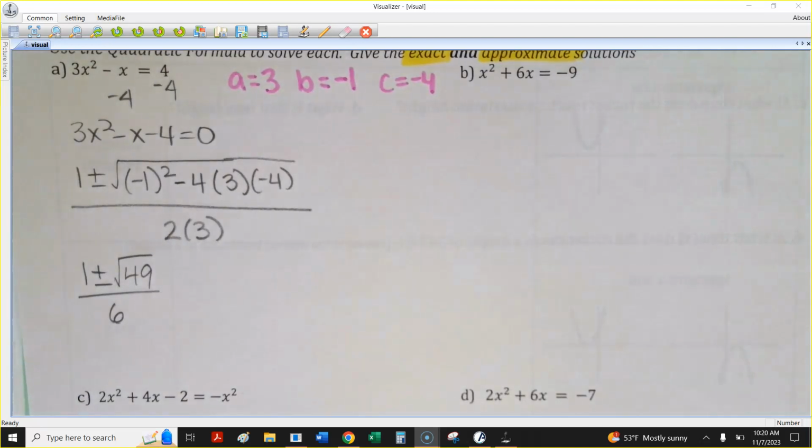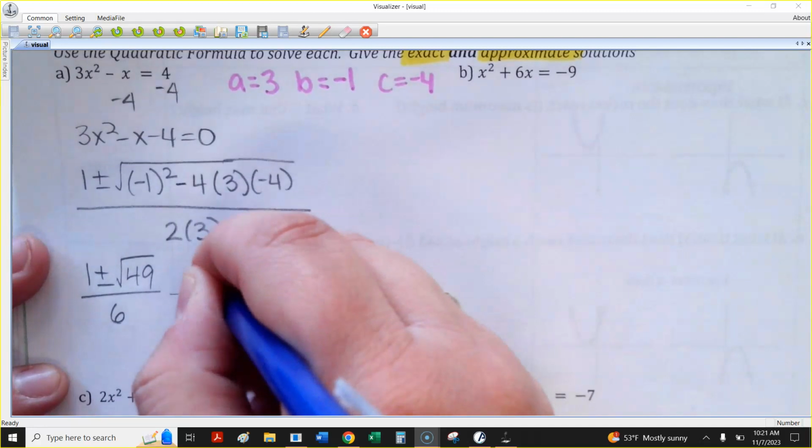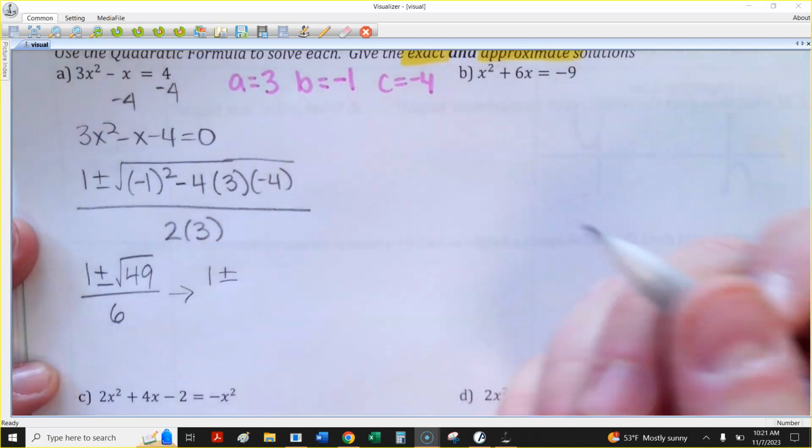Now, for this particular question, what I have under the square root is a perfect square, right? So we're going to have nice answers to this question. So nice, what we call rational answers. So they can be written as a fraction.